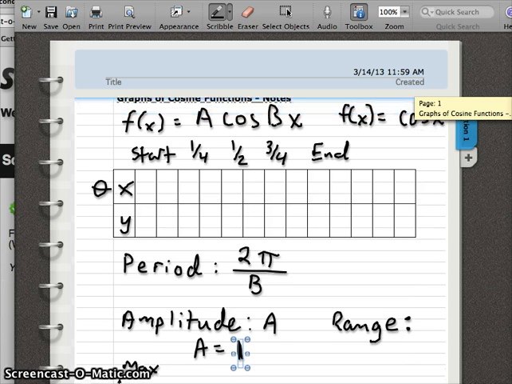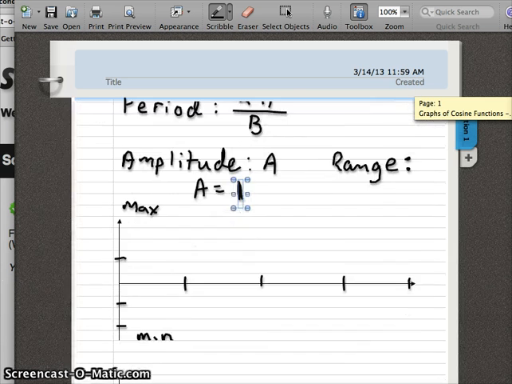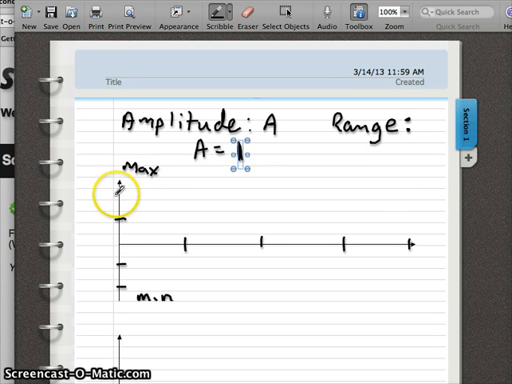So the amplitude is 1, and that will represent the maximum because it's a positive value. And that also allows us to draw our maximum value on our graph. The minimum value is going to be the opposite of that. So the minimum is going to be -1. 0 could be right in the middle there.